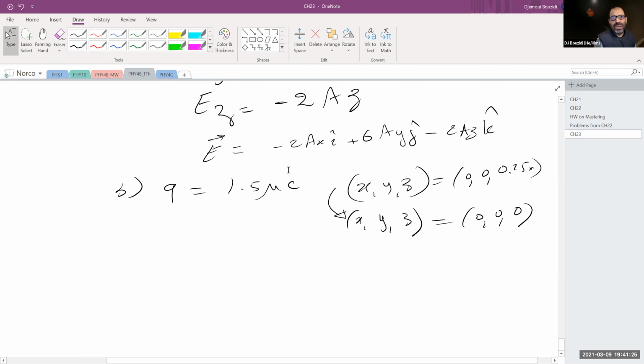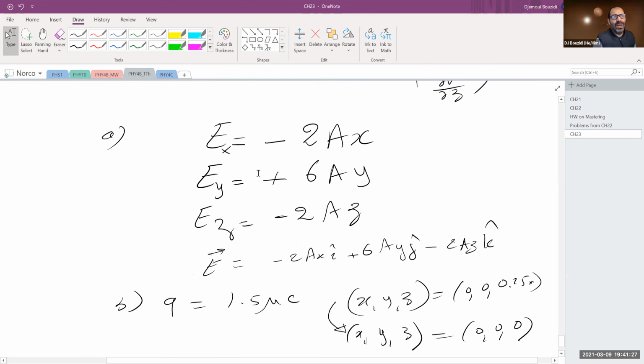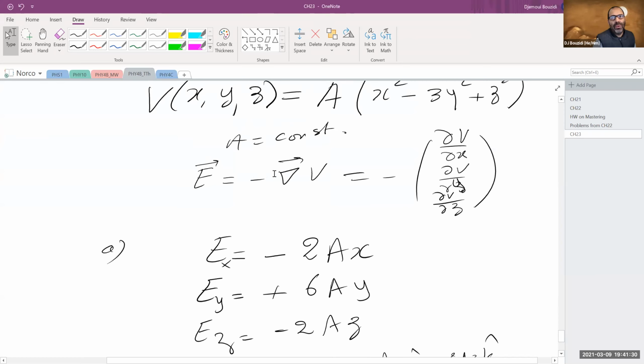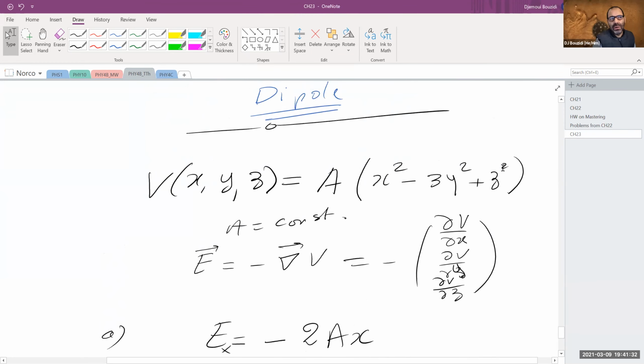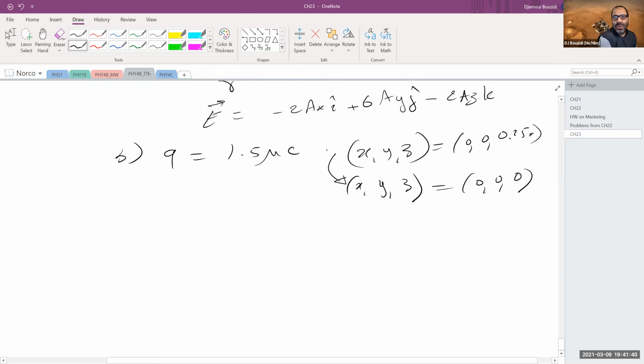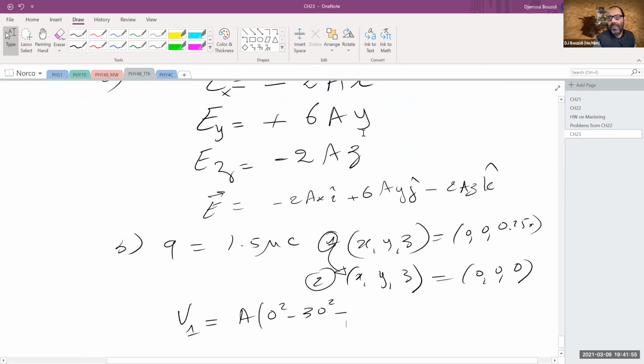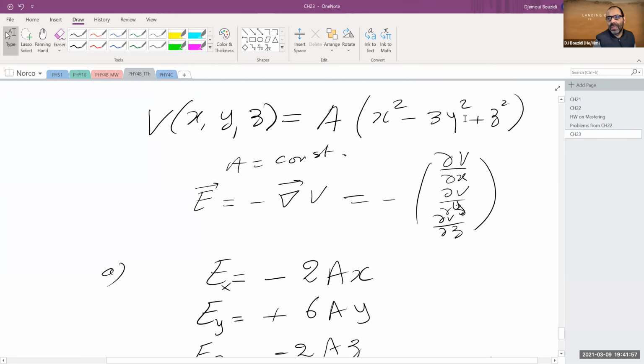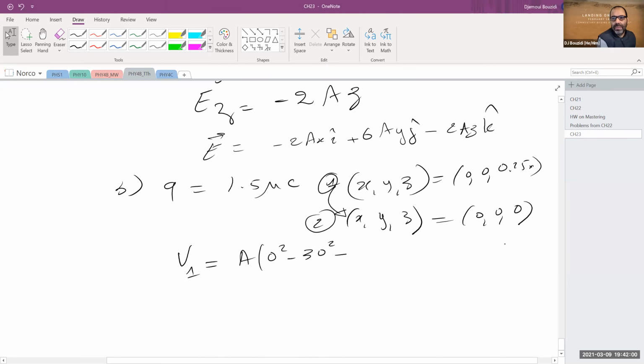And it moves in such a way that we need to find, basically, we have the potential already. Here is the potential. So we have the potential V, first of all, in the higher point. I'm going to call this point 1, and I'm going to call this one point 2. So we have V1, the potential to start with, equal to A times 0 squared minus 3 times 0 squared plus, here is the expression I'm subbing in, plus 0.25 squared.